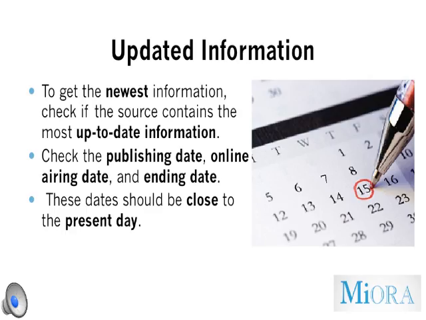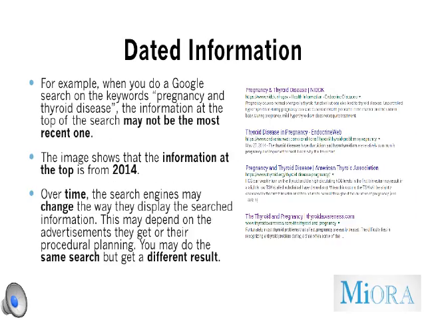Dated information. For example, when you do a Google search on the keywords pregnancy and thyroid disease, the information at the top of the search may not be the most recent one. The image shows that the information at the top is from 2014. Over time, the search engines may change the way they display the searched information. This may depend on the advertisements they get or their procedural planning. You may do the same search but get a different result.